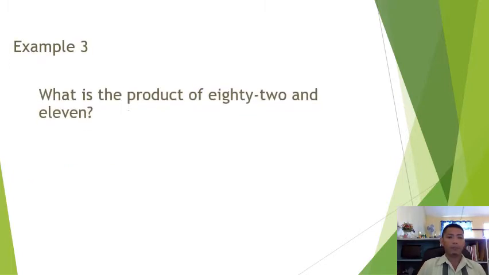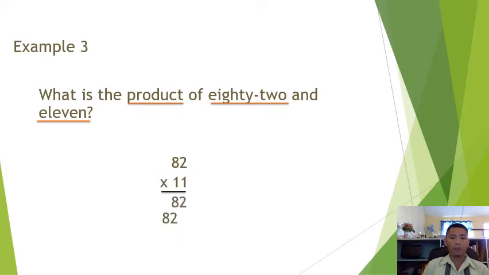what is the product of 82 and 11? The word product means multiplication. We will multiply the numbers 82 by 11. So it's 82 times 11. 1 times 82 is 82. 1 times 82 is 82. That will give us the answer 902. Okay? That clear?